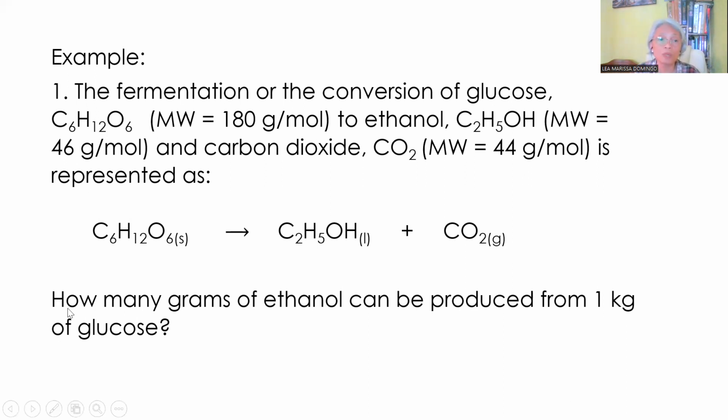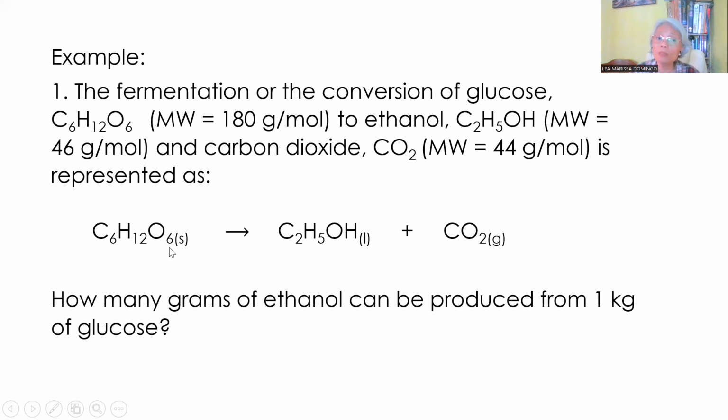So we have C6H12O6, so this is glucose in the solid state, decomposed into C2H5OH. So this is the fermentation process. So C2H5OH, which is ethanol in the liquid state, plus carbon dioxide in the gaseous state. Now the question is, how many grams of ethanol can be produced from 1 kilogram of glucose?